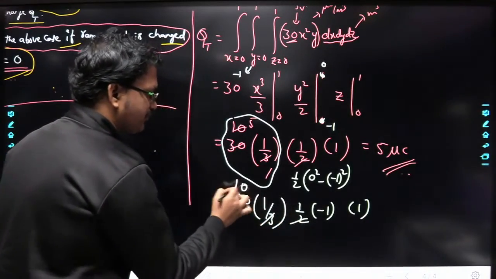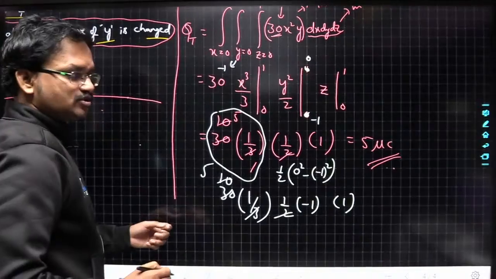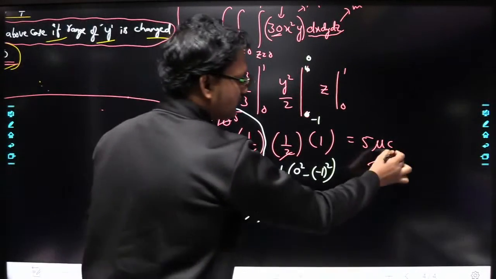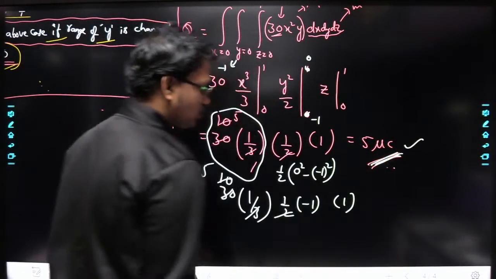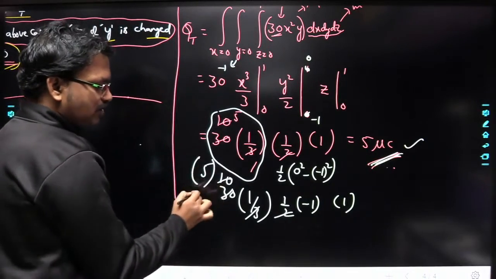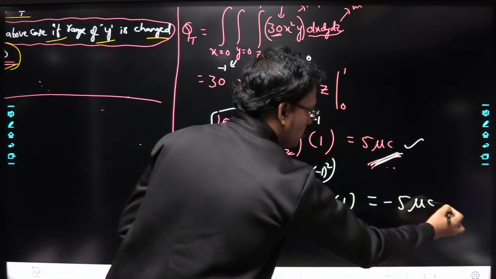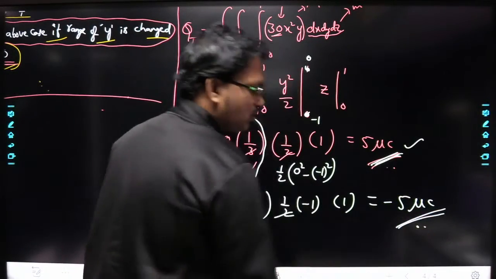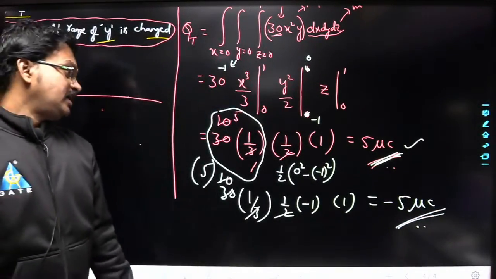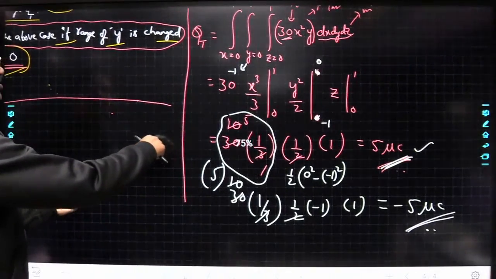Tell me, what is the only change? Polarity or not? Here we got what? 5 microcoulomb, the total charge. Now here you are getting what? 5 into -1, that is -5 microcoulomb. Understood?